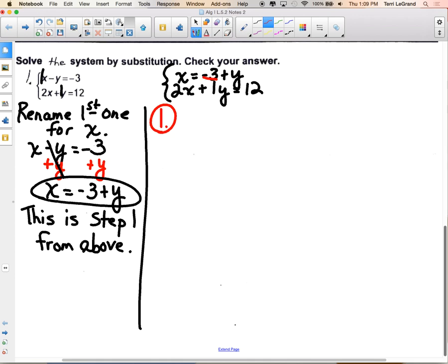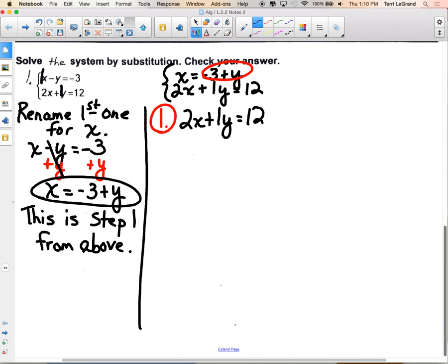Y minus 3 or negative 3 plus y, however you wrote it, okay? If you wrote it y minus 3, then that's the same as negative 3 plus y. What's it going to get substituted into in the other equation? Or in other words, we have to use the other equation now. So let's write it down.